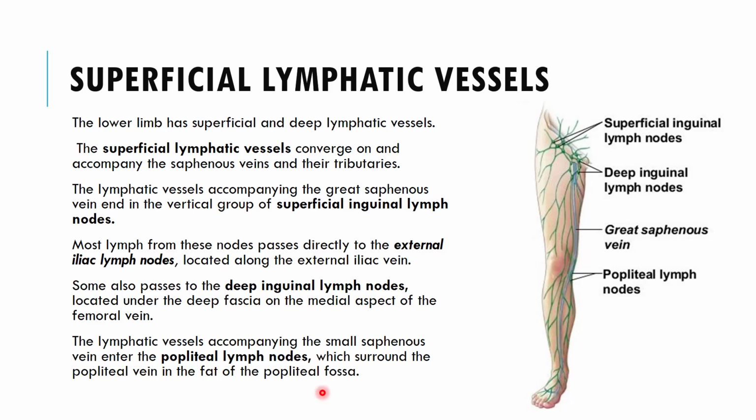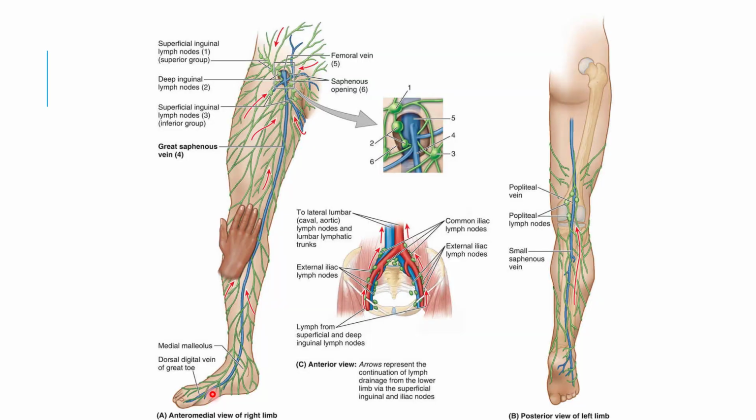Now there are some lymphatic vessels which accompany the small saphenous vein. Those lymphatic vessels will enter the popliteal lymph nodes. See here in this diagram, this is the small saphenous vein, and all the lymphatic vessels accompanying it are draining in the popliteal lymph nodes, which are present in the popliteal fossa along the popliteal vein. From the popliteal lymph nodes they will drain into the deep inguinal lymph nodes.